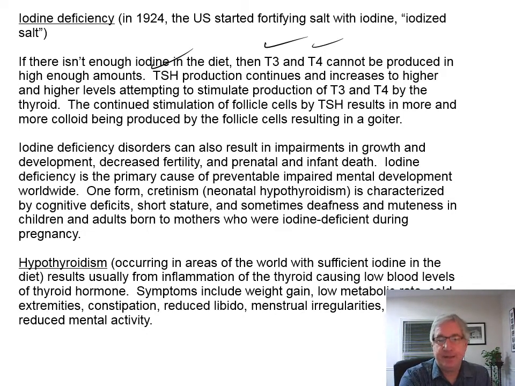Then the next thing is hypothyroidism. This occurs if you have sufficient iodine, but for some reason the thyroid isn't making enough T3 and T4. So hypothyroidism means you don't have enough T3 and T4 in the blood. That's an inflammation of the thyroid, so you have low levels of thyroid hormone being produced. Symptoms include weight gain, low metabolic rate, cold extremities, constipation, reduced libido, menstrual irregularities, and even reduced mental activity would be some of the symptoms of hypothyroidism.